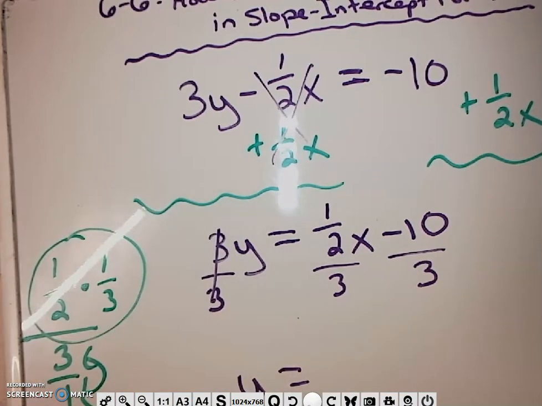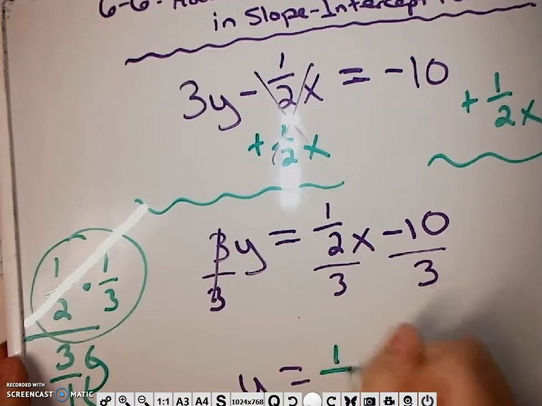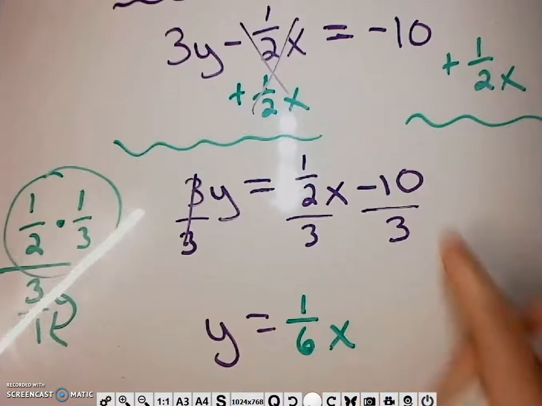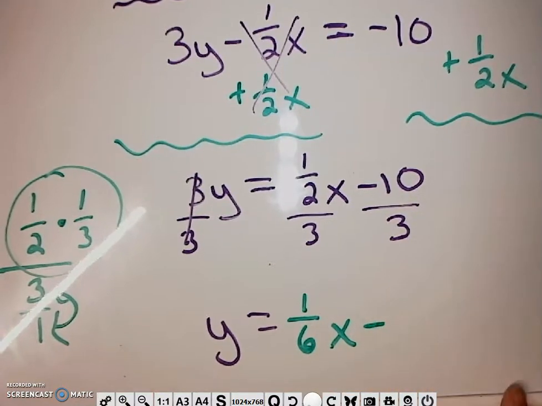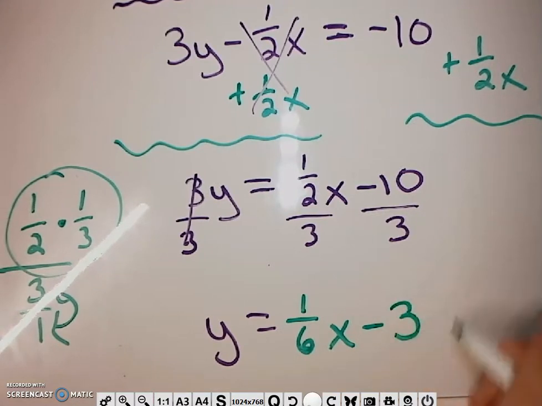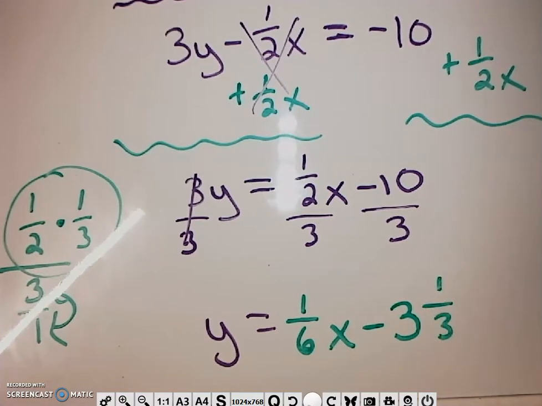So now I have the same slope as the last one. That's weird. So I have 1/6x, and then negative 10 divided by 3. Negative divided by a positive gives me negative. 3 goes into 10 how many times? 3 times. So I have 3 with 1 left over, so I have negative 3 1/3. Hopefully they're giving you guys these ones. Bizarre. So this here is my answer.